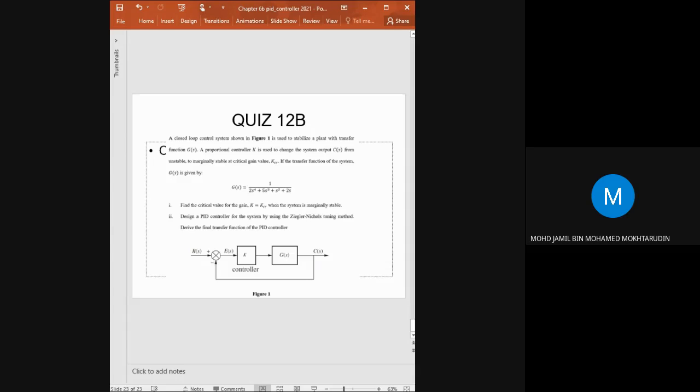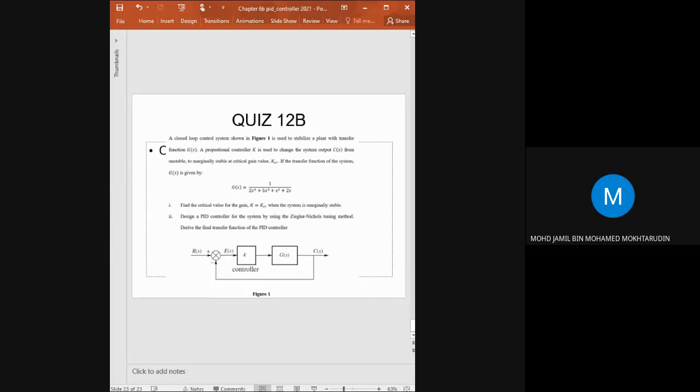And then lastly, design a PID controller for the system using the Ziegler-Nichols tuning rule. Here we have Kcr, so you know that this is the second method. Derive the final transfer function of the PID controller. So you use the Ziegler-Nichols second method: you get Kcr, you determine Pcr, first determine the frequency and then determine the period of the sustained oscillation.